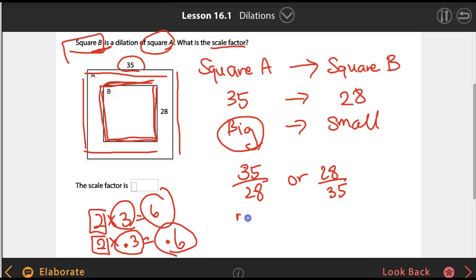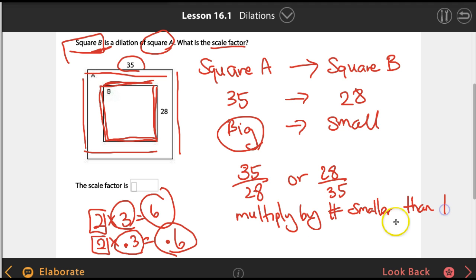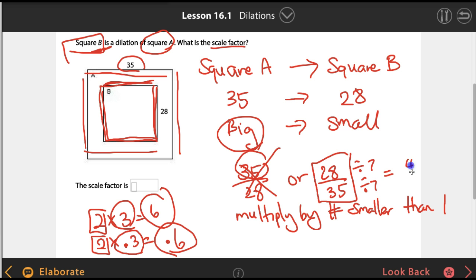So what I'm trying to say is, in order for you to go from big to small, you have to multiply by a number smaller than 1. So what is smaller than 1? This or that? Obviously, this is top heavy, so that's bigger than 1. So this is your answer, except you gotta simplify. So go ahead and divide the top and the bottom by 7, and you'll get 4 over 5. And so what is your answer over here? Yes, your scale factor is 4 over 5.